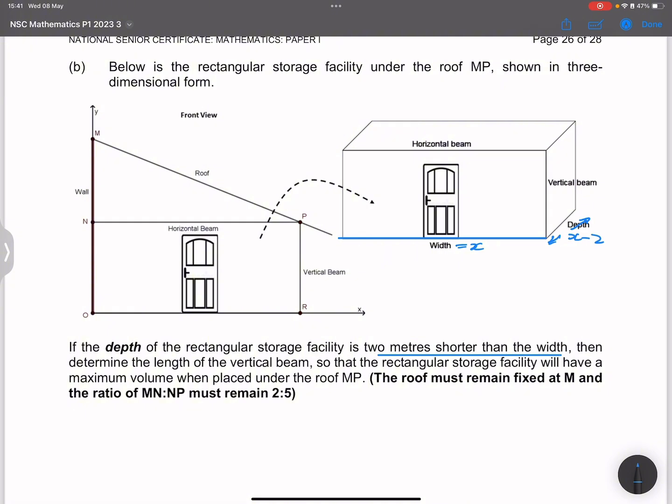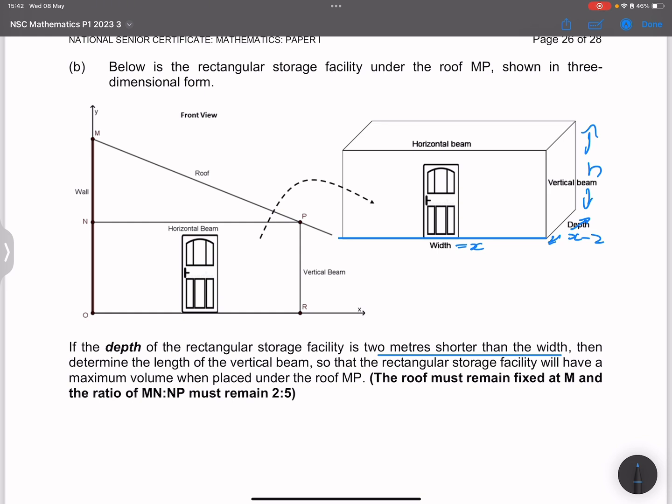And now they say then determine the length of the vertical beam. So for the vertical beam, we want to know what the height is. So the height, let's call that h. We want to know the height of the vertical beam so that the rectangular storage facility will have a maximum volume when placed under the roof.